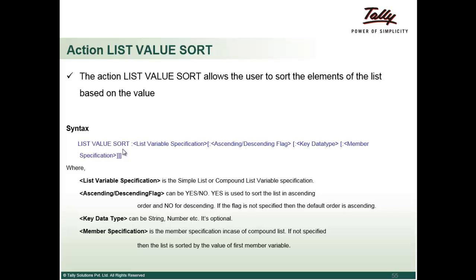So list value sort, what is the syntax? You give the list variable specification, and after that you have optional parameters, of which the first one is the ascending or descending flag, which has the same characteristic as the list key sort, and then key data type, which is also the same, and then we have something called member specification. You will specify any member of the compound variable on whose value you want to sort the elements. That is the member specification in case of a compound list. If not specified, then the list is sorted by the value of the first member variable.